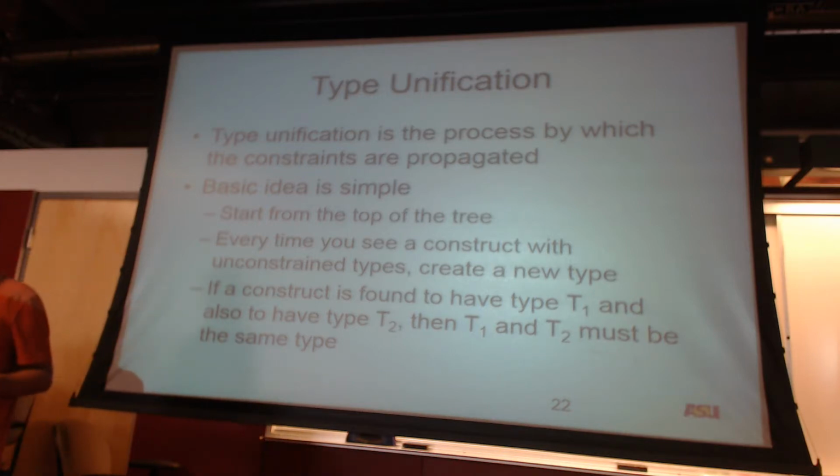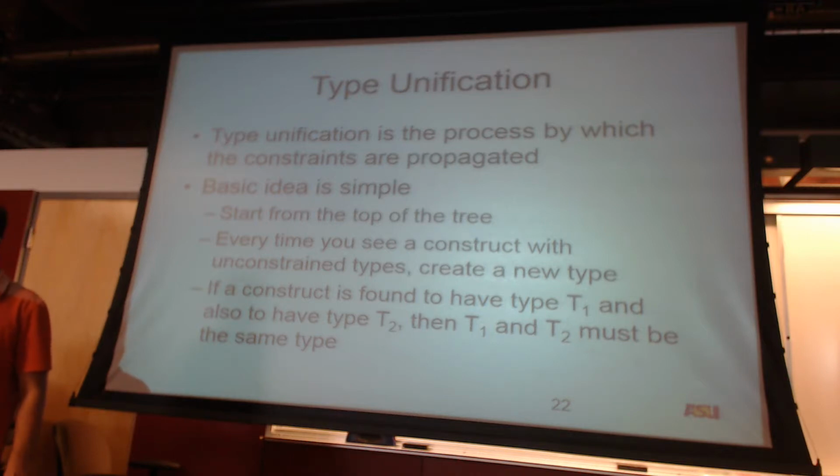So if you see that there is a variable and none of the constraints apply, right? You have all those constraints. None of the constraints apply. If none of the constraints apply, just give it a new type, right? Just give it a new type. Now you continue with the tree.